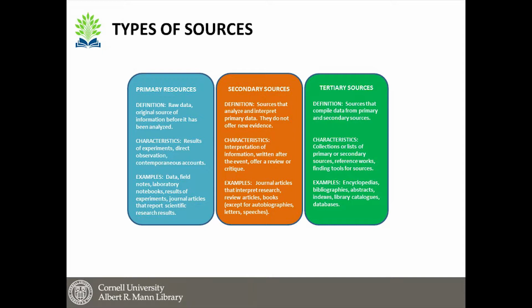Tertiary resources are sources that compile data from primary and secondary sources. They tend to be collections or lists of primary or secondary sources, reference works, or finding tools for sources. For example, encyclopedias, bibliographies, abstracts, indexes, library catalogs, or databases.